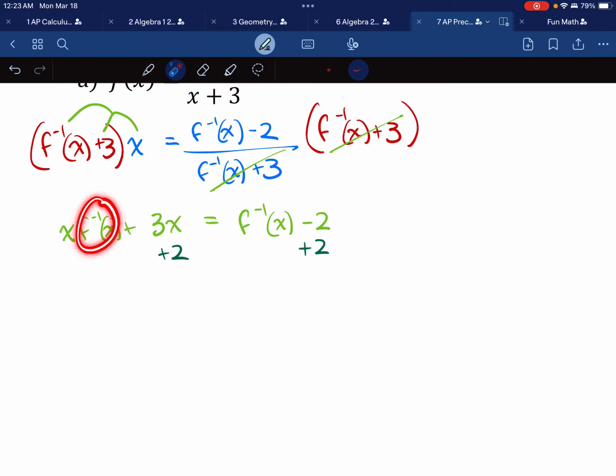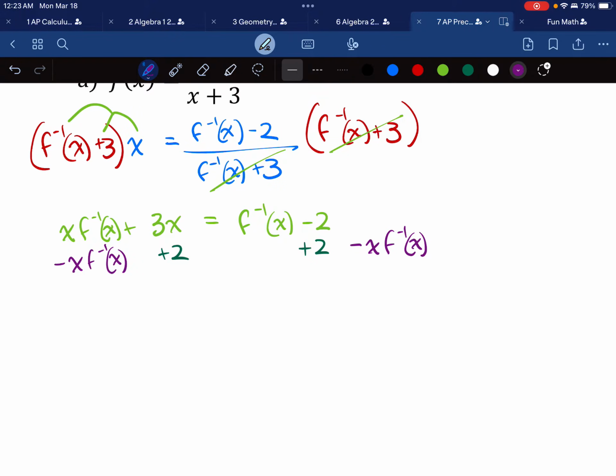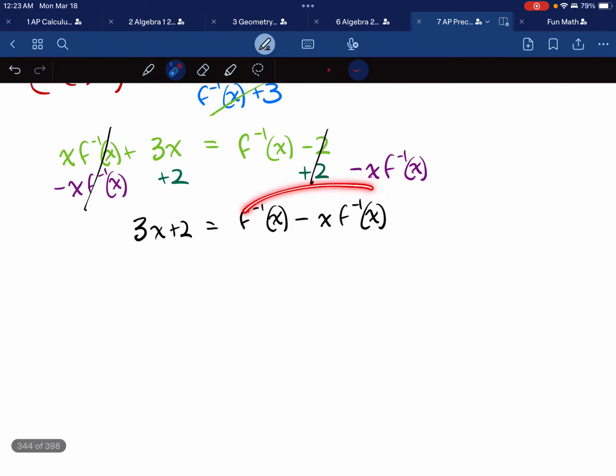I need to somehow move this f inverse of x just with addition and subtraction, which means this x is coming along for the ride. So we have to get rid of this entire term and move it over here. The way that we do that is we subtract this x f inverse of x. I do it to the left, I also do it to the right. I'll say minus x f inverse of x. And when I do that, what terms go away? You're gone, and you're gone, leaving behind a 3x plus 2 on the left, and an f inverse of x minus x f inverse of x. All right, so we got all of the f inverse of x on one side. We got all of the miscellaneous stuff on the other.